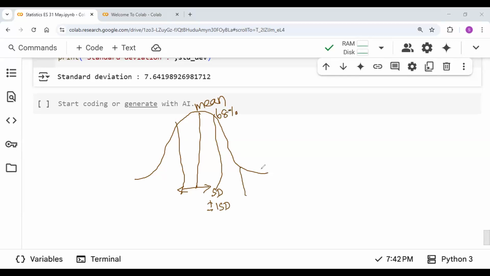And plus or minus 2 standard deviations is going to cover approximately 95% of the data. Plus or minus 3 standard deviations is going to cover 99.7% of your data. On either side, it is going to be the same. So the thumb rule is 68, 95, 99.